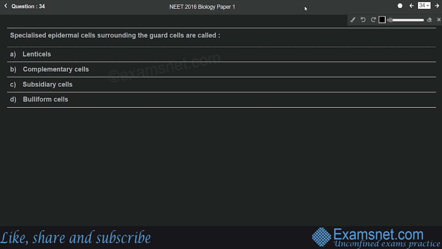Now question number 34 is from the chapter Anatomy of Flowering Plants, and the question is specialized epidermal cells surrounding the guard cells are called, options are lenticels, complementary cells, subsidiary cells, and bulliform cells, and the correct answer is option C, that is subsidiary cells. Okay, so we know that guard cells and subsidiary cells both are modifications of epidermal cells only. The only difference is that guard cells contain chloroplast, whereas subsidiary cells don't, and subsidiary cells surround the guard cells, right? So the correct answer is option number C.